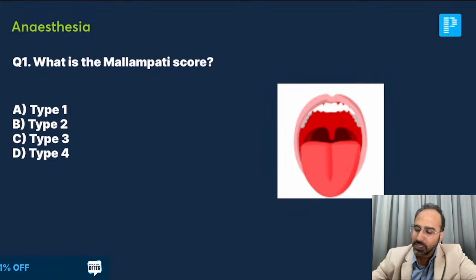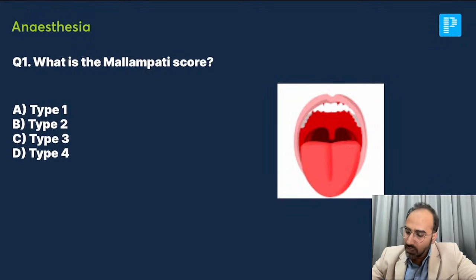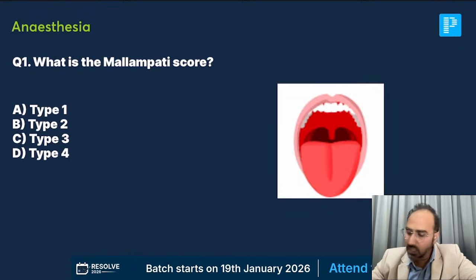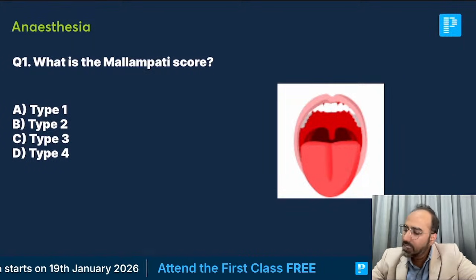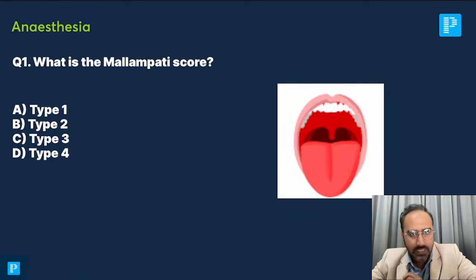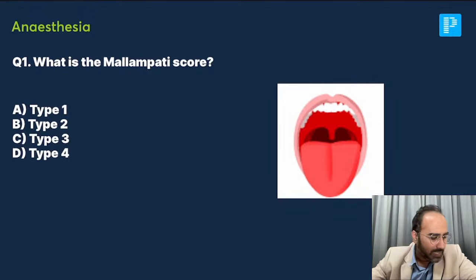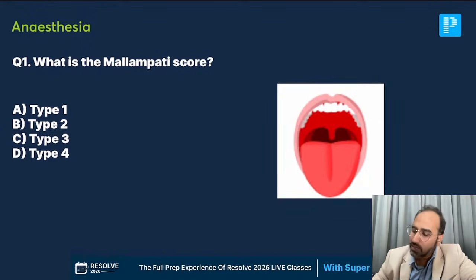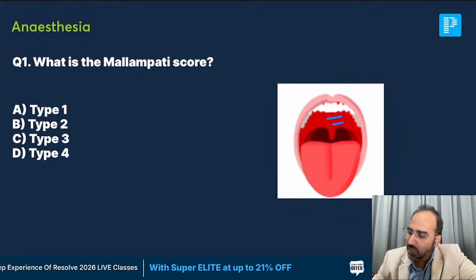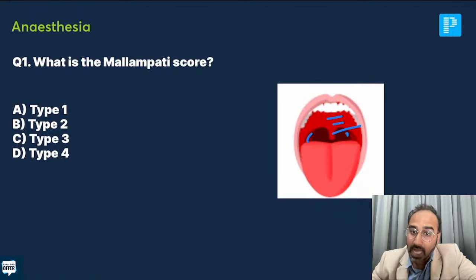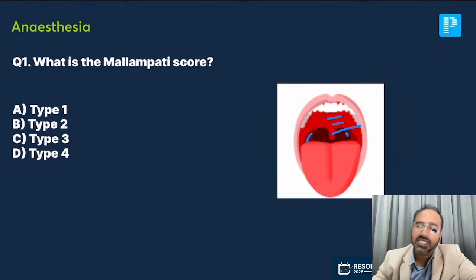Okay, coming to the next question, guys. What is the Mallampati score of this patient? Again, Mallampati classification gives you the details of how easy the patient's airway is. By looking at the Mallampati, you can easily come to know whether the patient is easy or difficult to intubate. So, guys, when the patient is opening his mouth, I am able to see the hard palate, the soft palate, the whole of the uvula, and the tonsillar pillars, meaning I am able to see all the structures.